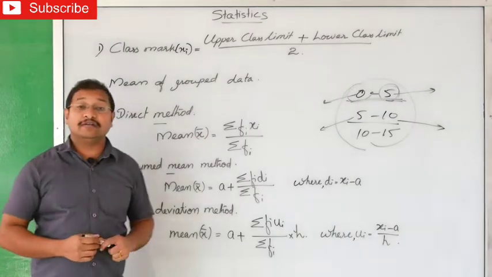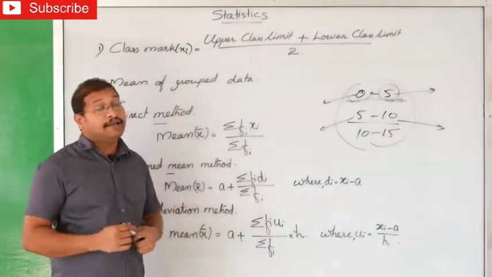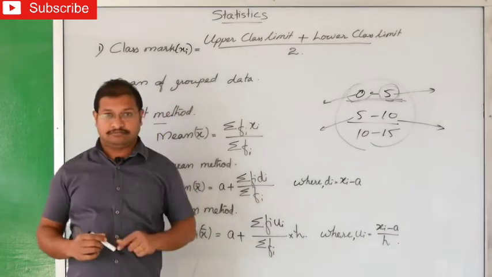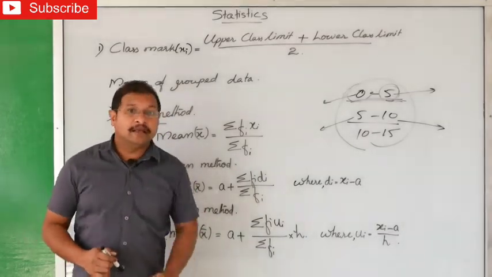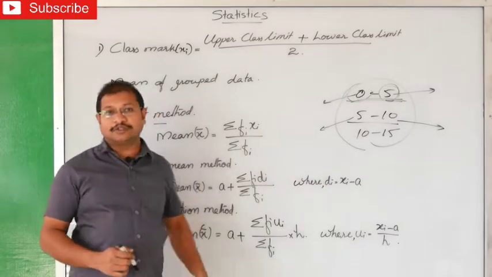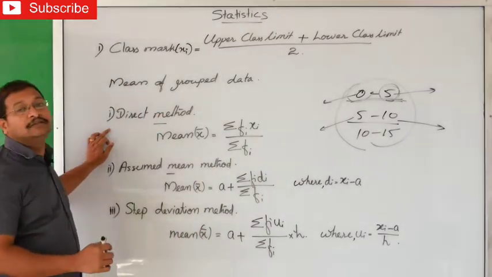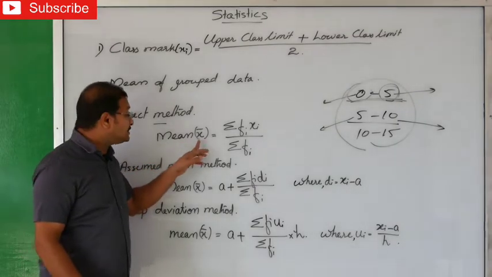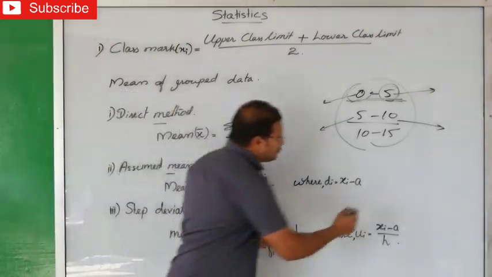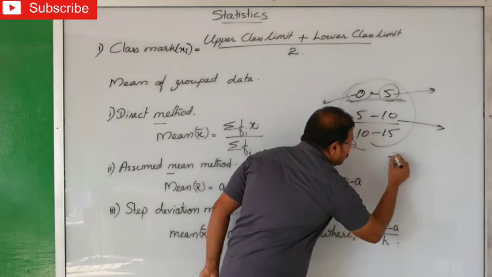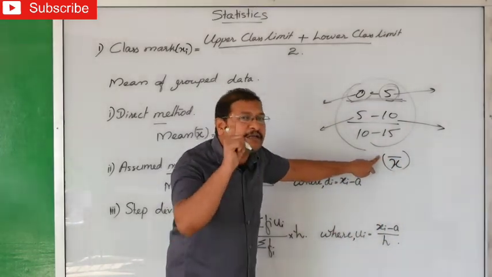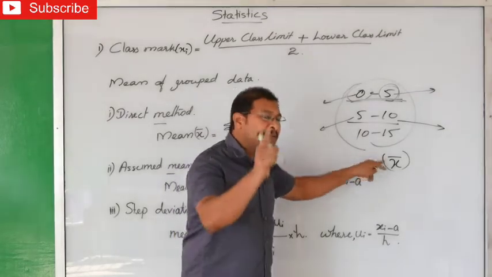In exercise 14.1, we are going to study especially how to find the mean. There are three methods we'll use. The first one is the direct method. The mean's symbol is x bar. We write one line on top of x, and we call it x bar. X bar means mean.